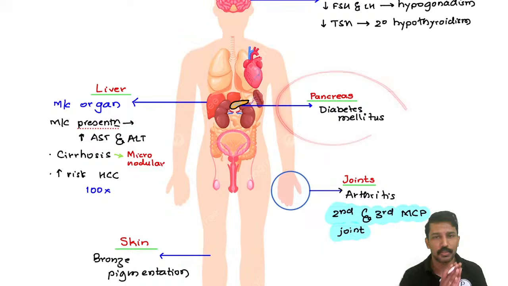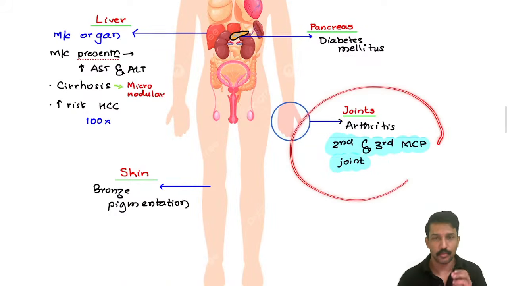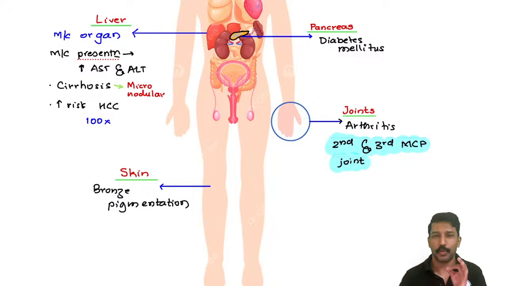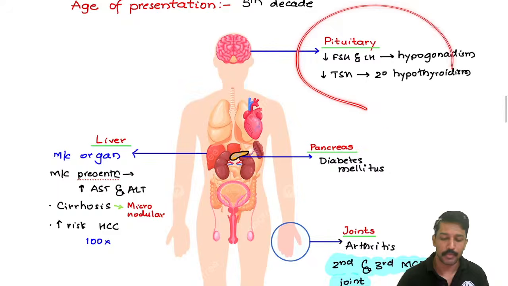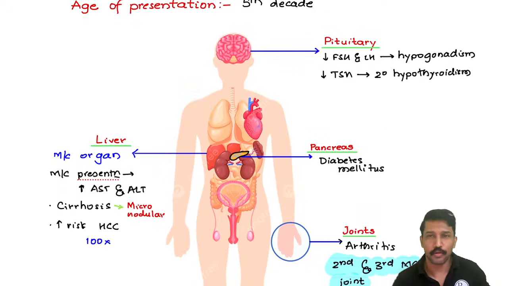Similarly, iron deposition in the pancreas will lead to diabetes. Iron deposition in the joints, particularly the second and third metacarpophalangeal joints, can lead to arthritis. Into the skin, it can cause bronze pigmentation, and into the pituitary, it can cause hypogonadotropic hypogonadism and hypothyroidism. These are the manifestations of hemochromatosis.